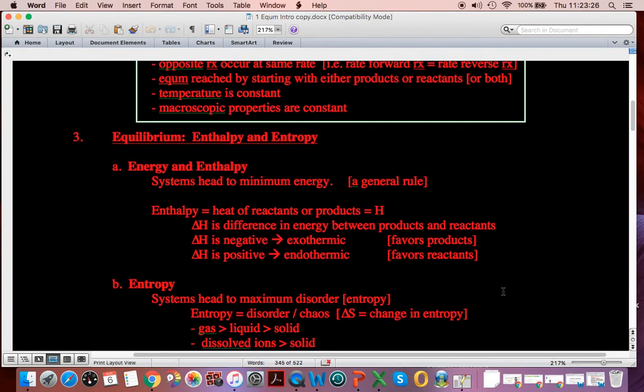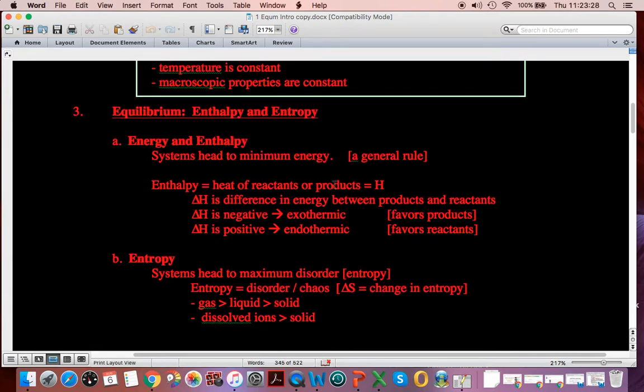Early on we talked about enthalpy and entropy. Enthalpy you should know about from before. You should know it's the heat of the reaction, looking at the difference in the energy of the products, subtracting the energy of the reactants. If the forward reaction is exothermic, then the equilibrium favors the products. If delta H is positive, endothermic, then the equilibrium favors reactants, all things being equal. Why is that? Well, things naturally tend to lower energy.